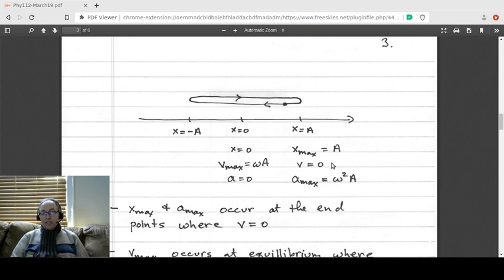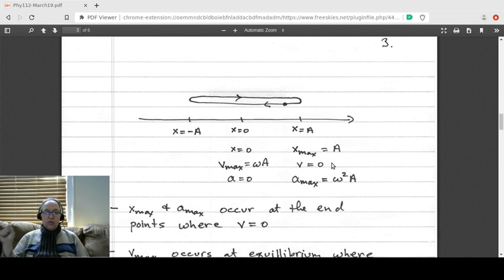Where does the maximum velocity occur? That occurs right in the middle at equilibrium, okay? At equilibrium, you have x equal to 0, because by definition, that is equilibrium, where we put x equals 0. But that's where the maximum velocity occurs. So you've got v max equals omega A at the middle at equilibrium. At that point, the acceleration is 0. It's neither speeding up nor slowing down right at that point.